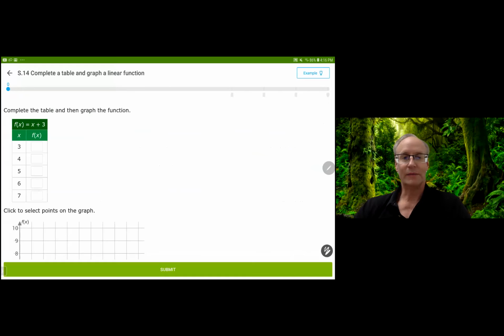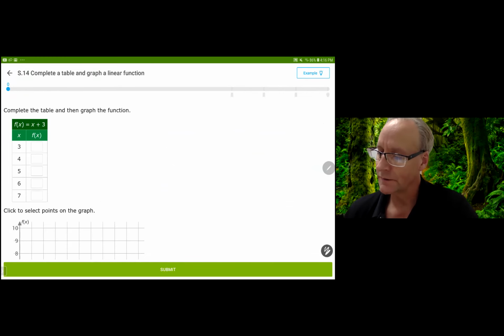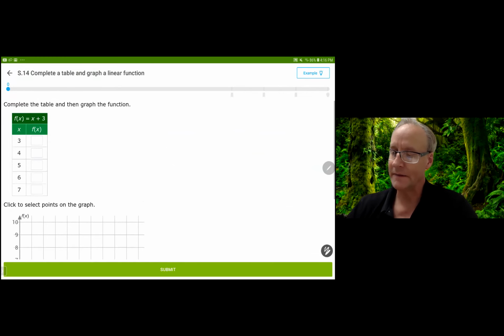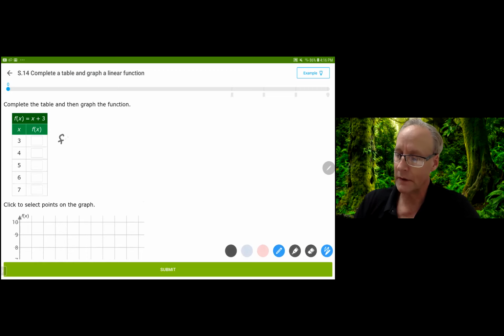One of the things you want to keep in mind is that you can always choose whatever x value you want, and it just happens that they chose a pretty easy one here. So let's see. They said x plus 3, and we want to find f of x. The way that we write this, it would look like this: f of 3, and this one would be f of 4. And this one would be f of 5. That's how we say that.